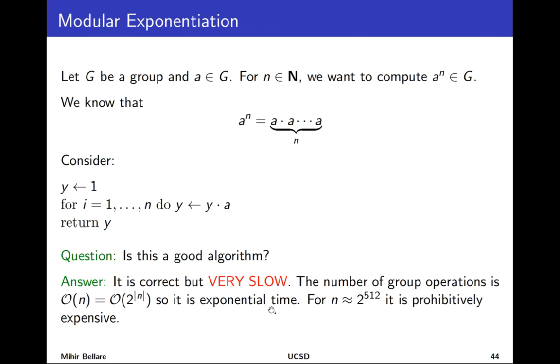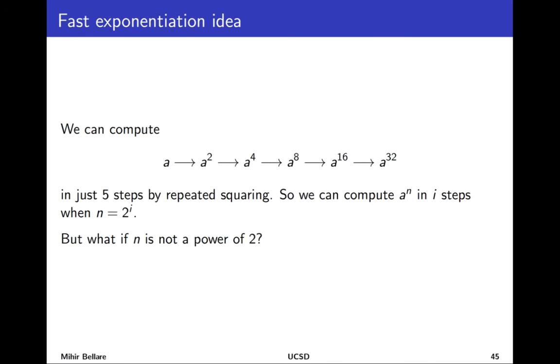And furthermore, this is not just some kind of theoretical quibble. For example, if n is around 2 to the power 512, which is what happens for our encryption algorithms, this will take 2 to the power 512 steps, which is completely ridiculous. You're not getting any sort of efficiency out of that. So what we want is a better exponentiation algorithm, and so we want some more clever algorithmic ideas. So let's see how that works.